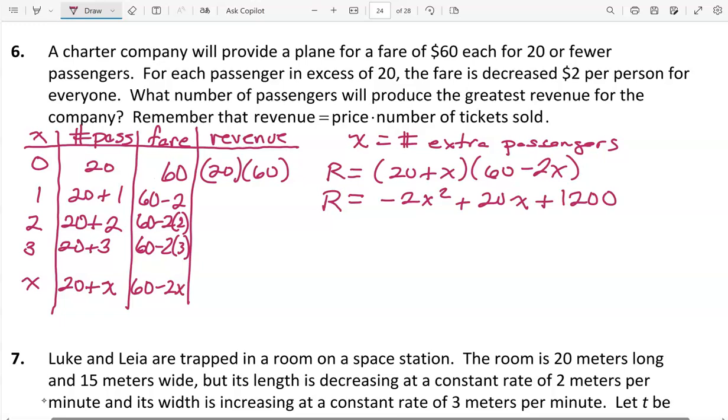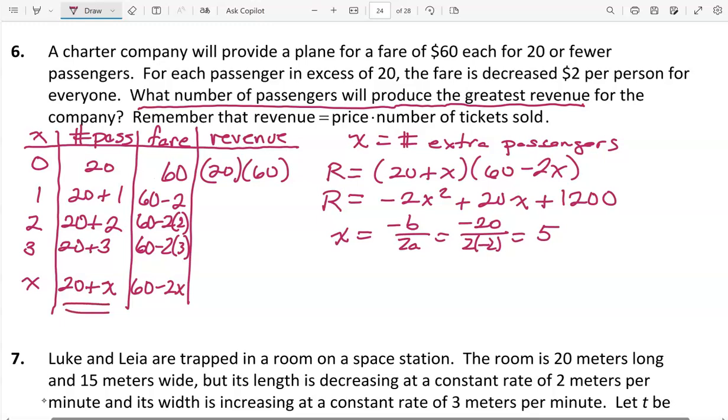If we multiply that out and write it in standard form, revenue is equal to negative 2x squared plus 20x plus 1200. The maximum will occur when x is equal to negative b divided by 2a, which is negative 20 divided by 2 times negative 2, or negative 20 divided by negative 4, which is positive 5. So let's take a look at the question now. What number of passengers will produce the greatest revenue? Remember, the number of passengers is 20 plus x, so 20 plus 5, or 25 passengers would maximize the revenue.